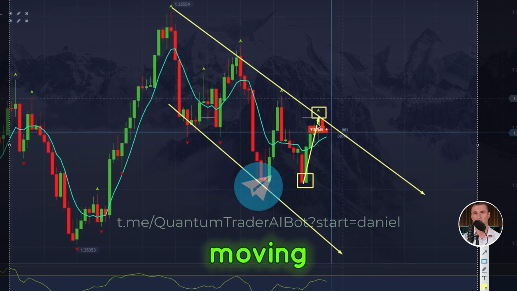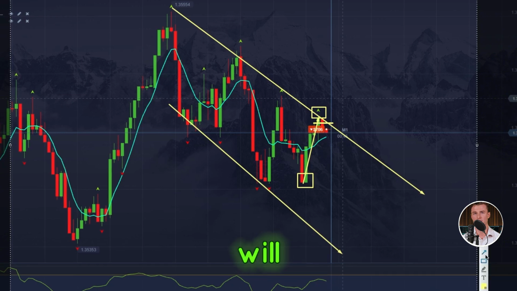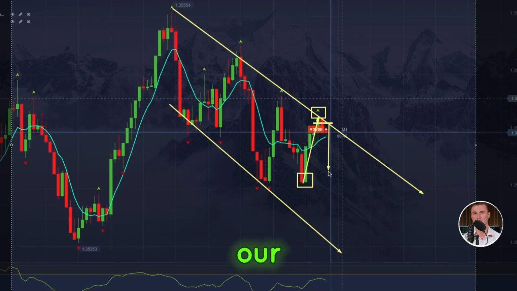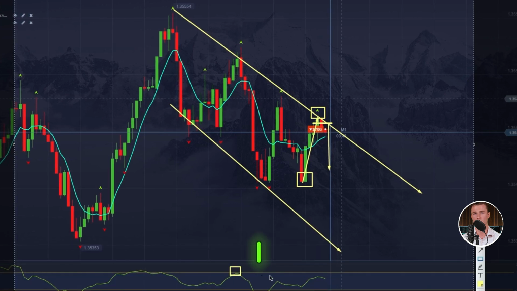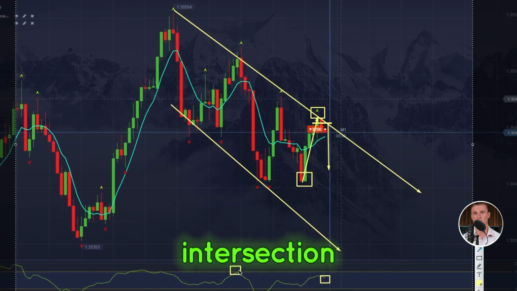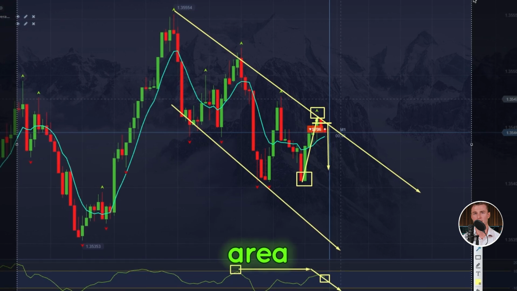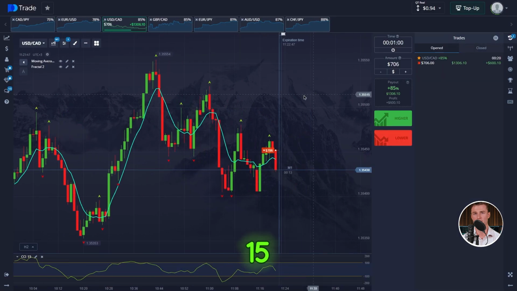If you look at the moving average, we can expect a breakout of our moving average at this level, also according to the dynamics. I want to see the intersection of the overbought area. Let's look at the result. We have around 15 seconds left.